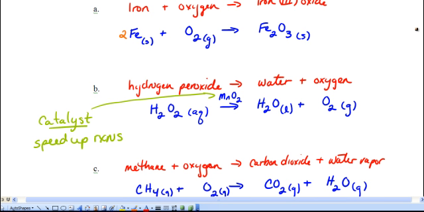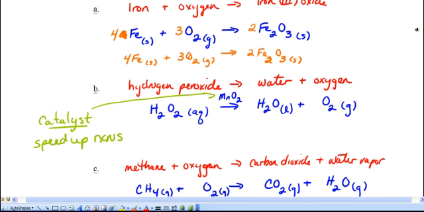But now I have 2 times 2 is 4 irons on the product side. So I'm going to have to scratch out this 2 and put a 4 out front there. So now I have 4 irons plus 3 oxygens producing 2 iron 3 oxides, Fe2O3.